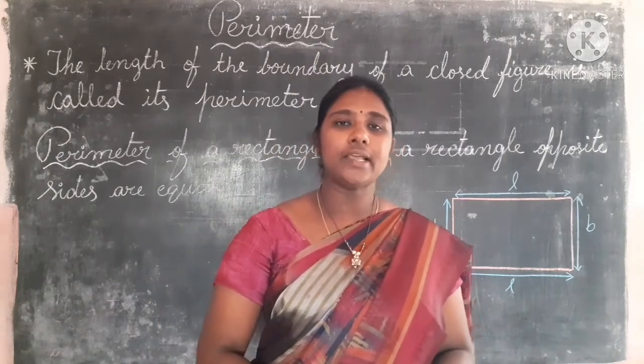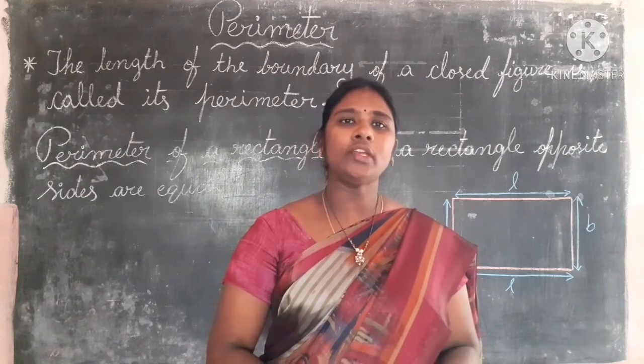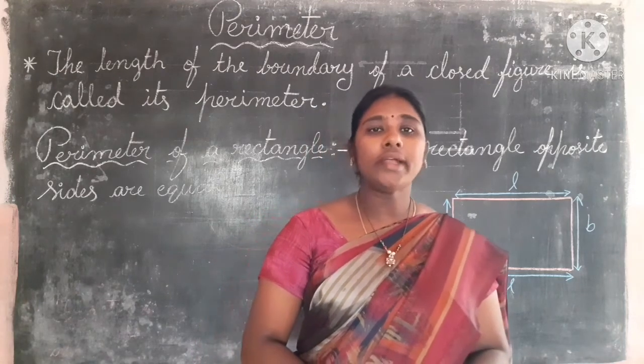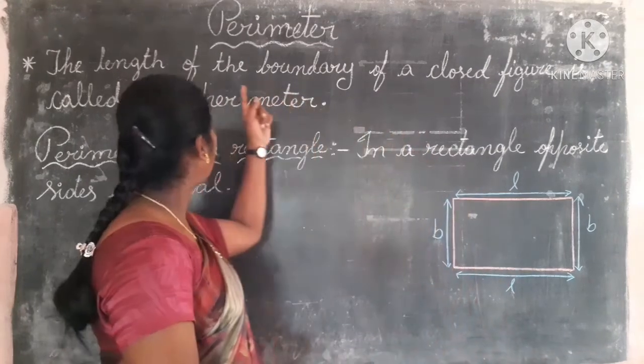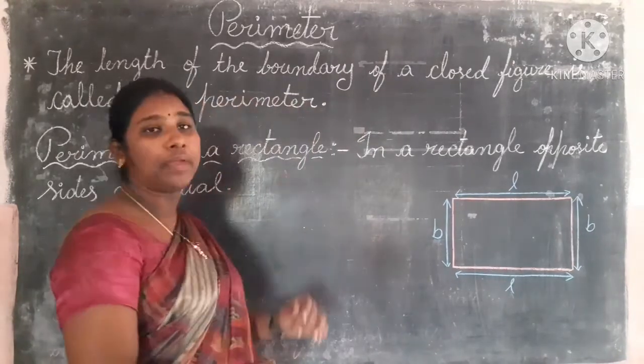Our next chapter is perimeter, area and volume. Today we are going to learn about the perimeter. What is the perimeter? The length of the boundary of a closed figure is called its perimeter.